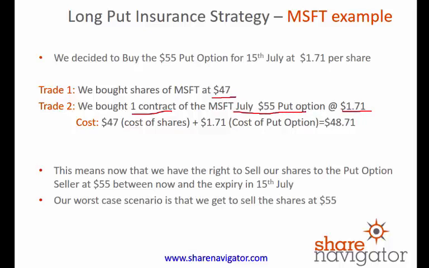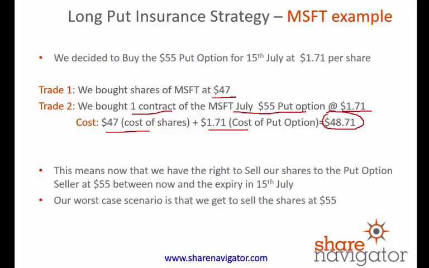So our total cost is the cost of our shares, which is $47, plus the cost of our put option, which is $171. So our net cost now is $48.71. Here's the first, I suppose, downside of the put option strategy. You can see that your net cost has gone up. If you didn't buy your put option, your cost would only be $47 per share. But now because you've bought a bit of insurance, your costs have gone up.